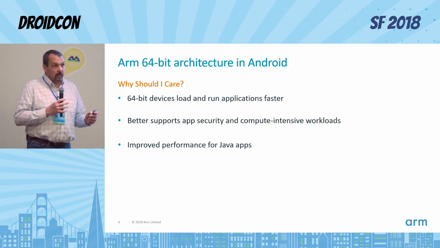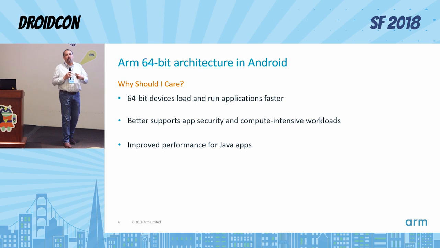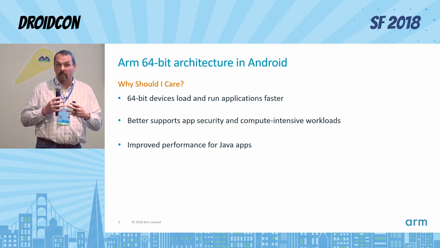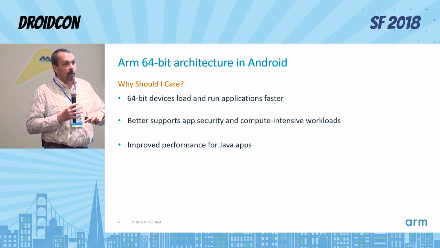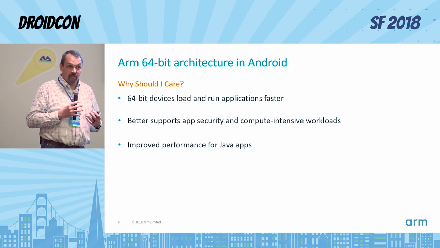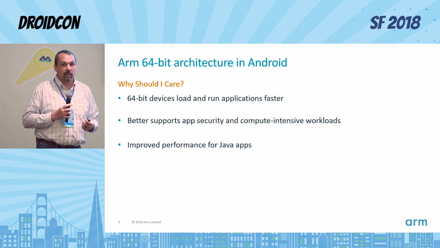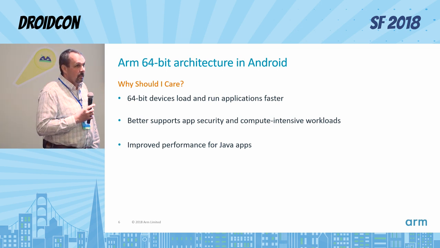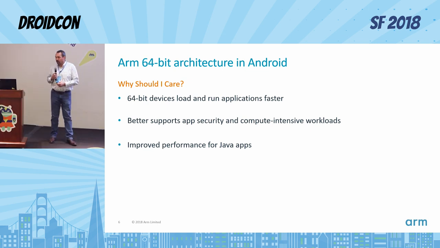For Java apps, I mentioned earlier that we've been continuing to work with the Android runtime. If you have a Java app that has no 32-bit libraries in it, like potentially you might have an analytics library or something that's included, if it's 32-bit, ART will run it as a 32-bit app. So you want to make sure if you have Java apps with embedded libraries, that they're also 64-bit. And then you get full performance out of your application.